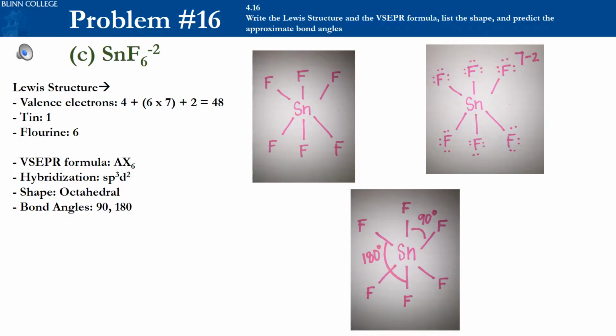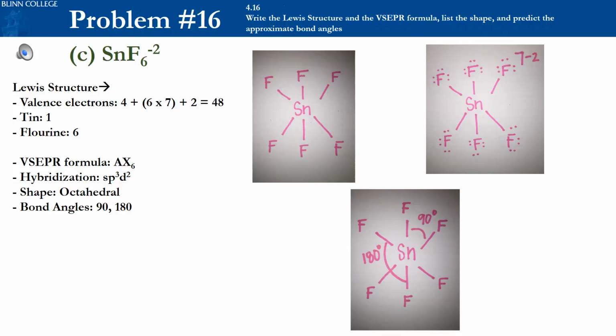To draw the skeletal outline of this molecule, we're going to look at the molecular formula, and from this molecular formula we can determine that Sn is in the middle, and then the 6 fluorine atoms will be directed around it. Now we distribute those valence electrons to this structure. All of the fluorine atoms get the 6 valence electrons. And then you can't forget to put the -2 charge on your Lewis structure. That's a big part of your Lewis structure.